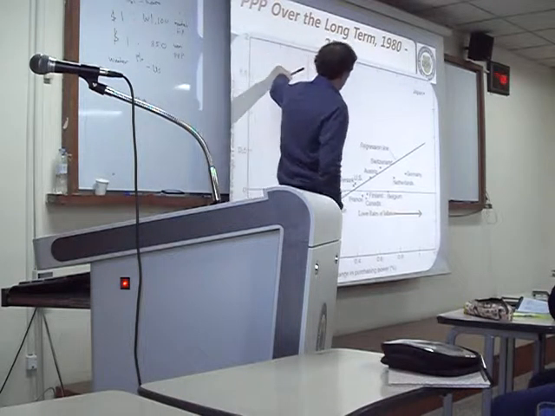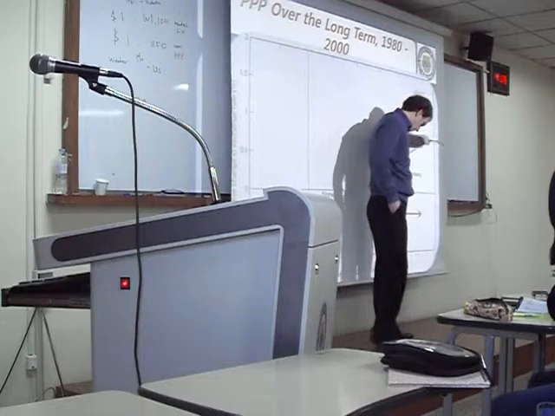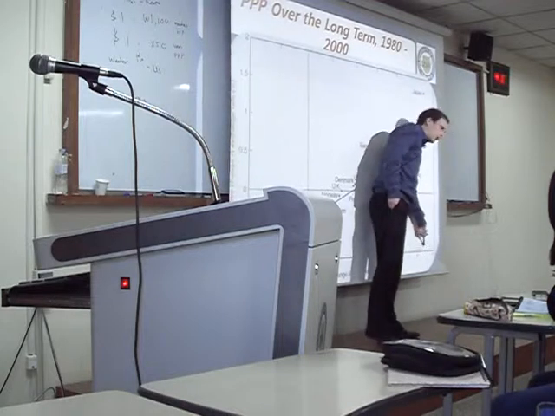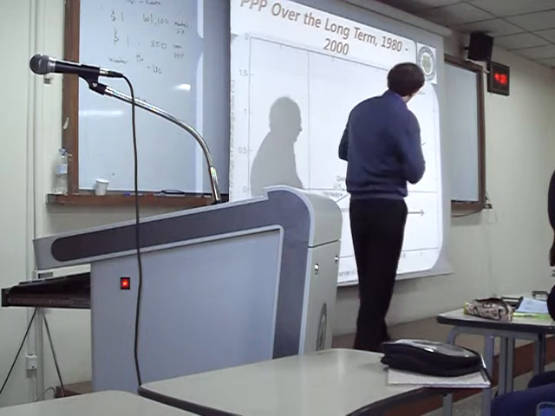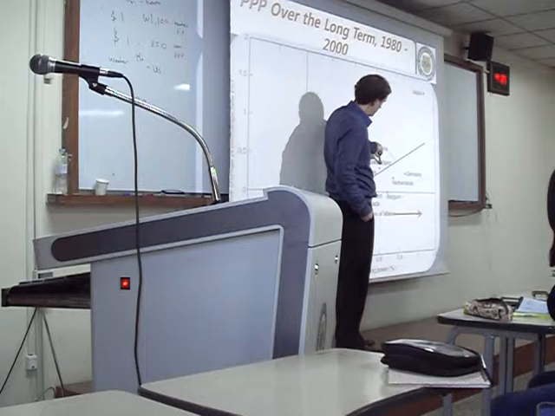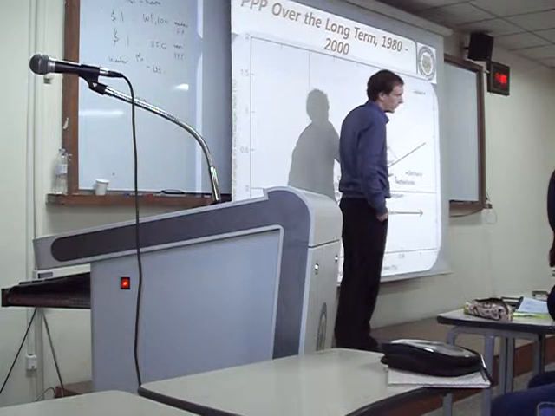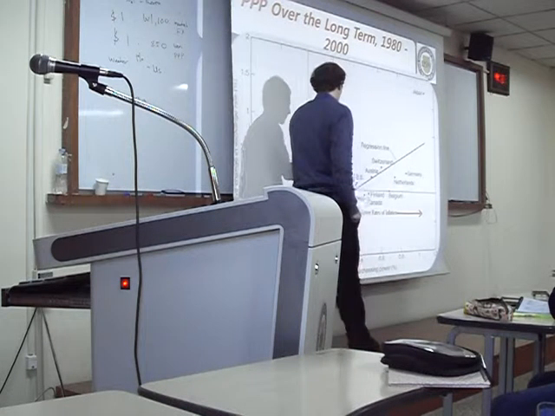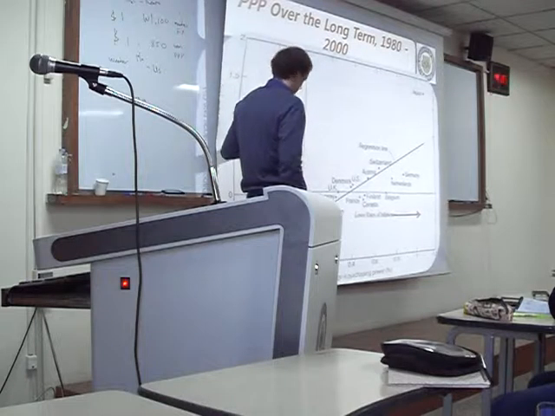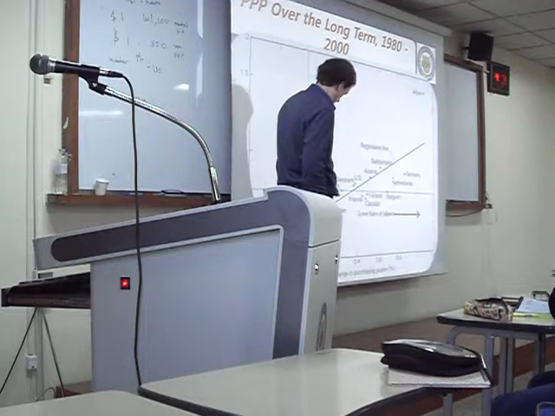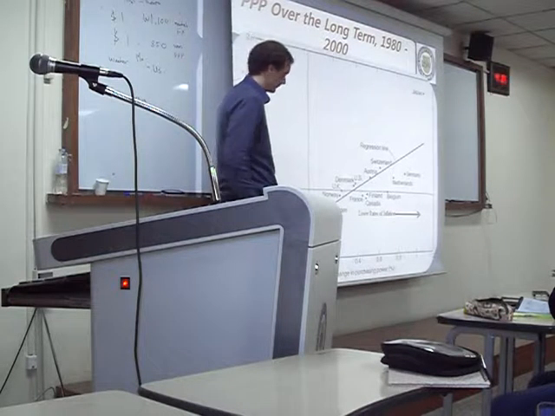So Japan's exchange rate is getting stronger. Also, Japan has more purchasing power. It means that it has low inflation. So we can see the relationship. We can draw the line, more or less. Switzerland, the same. Germany, the same. Netherlands, the same. All low inflation countries. Low inflation countries, strong currencies. High inflation countries are on this side, and their currency will get weaker over 20 years.